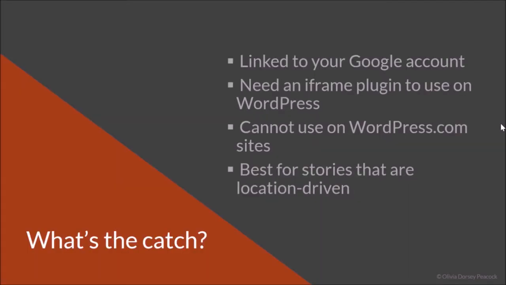And what's the catch with this tool? As I mentioned, it is linked to your Google account, so it is a plus or a minus. If you want to use it on WordPress, you actually need an iframe plugin to do that, and you can't use it on WordPress.com websites. WordPress.com websites really don't let you use plugins to the same extent as WordPress.org, and that's the reason why you can't really use it on WordPress.com. Now, if you do create a story map and you have a WordPress.com website and you still want to link to it, you can definitely do that. Just grab the link from StoryMap JS's website and just paste it on your website somewhere.